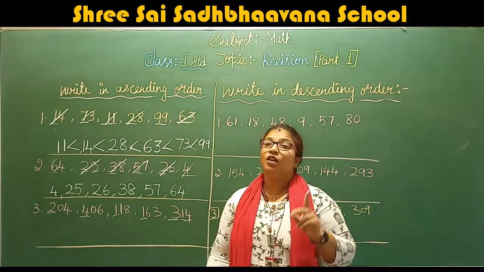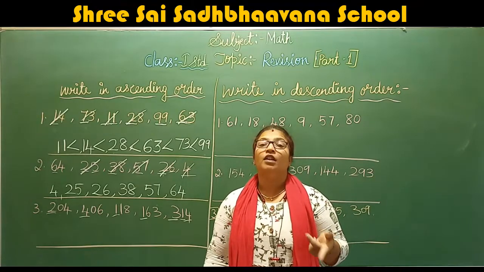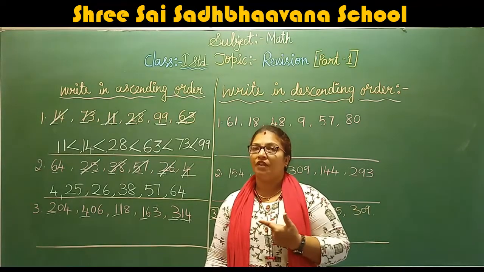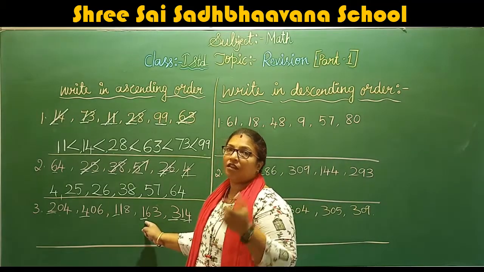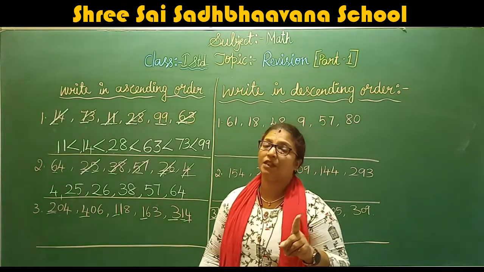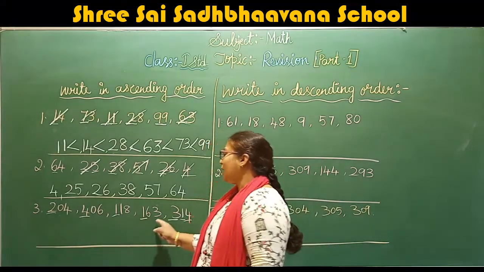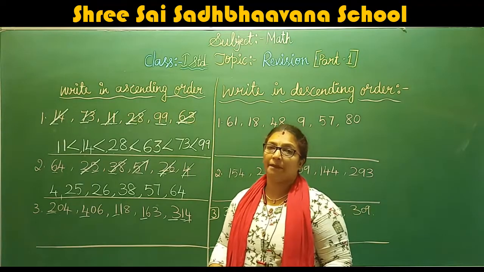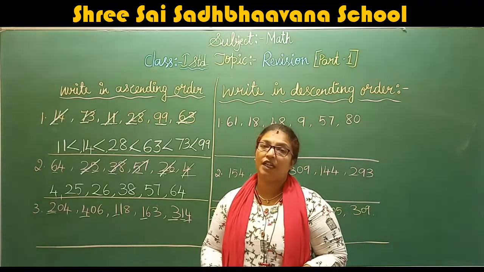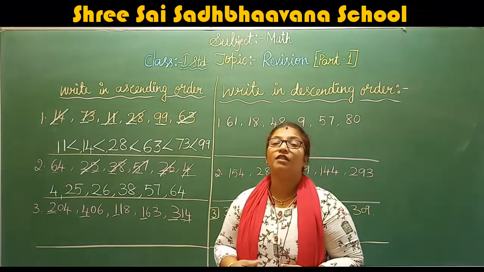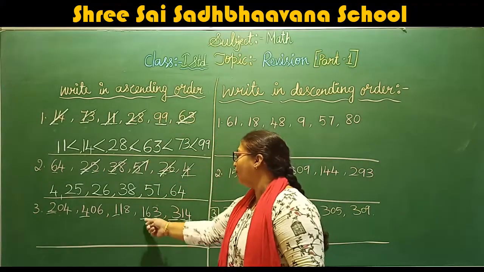I have told you that if it is 2-digit numbers, we have to look at the tens place number. If the tens place number is the same, then we look at the ones place number. Here also, we are looking at the hundreds place number. If the hundreds place number is the same, then we look at the tens place number. If the tens place number is also the same, then we look at the ones place number. Right, children? So we have 2, 4, 1, 1, 3.